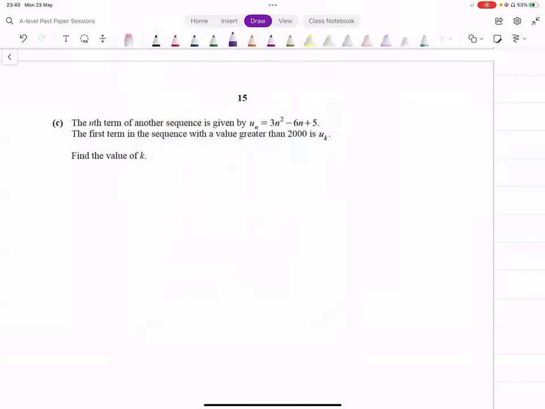आपको आंसर बताती है कि रिजल्ट आपके पास क्या आता है. उसने कहा है ये जो आंसर आपके पास आएगा, un equals 3n square minus 6n plus 5. ये आपके पास है. 2000 से जो पहली बड़ी वैल्यू है, that is uk. So basically uk is greater than 2000.